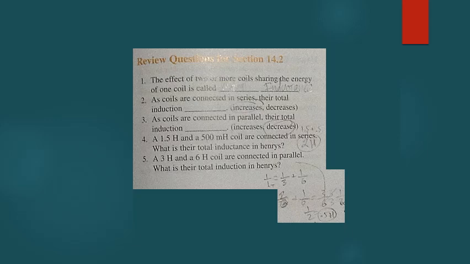Question 4, a 1.5 Henry and a 500 millihenry coil are connected in series. What is their total inductance in henries? In this case it is 2 henries. All you have to do is more or less like resistors. You add 1.5 plus 500 millihenries, which is basically 0.5 henries. You get 2 henries.